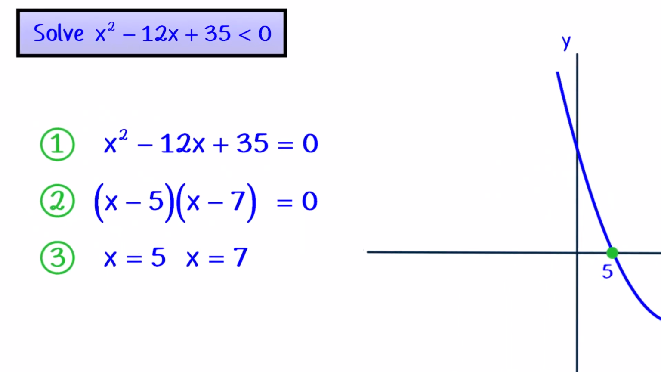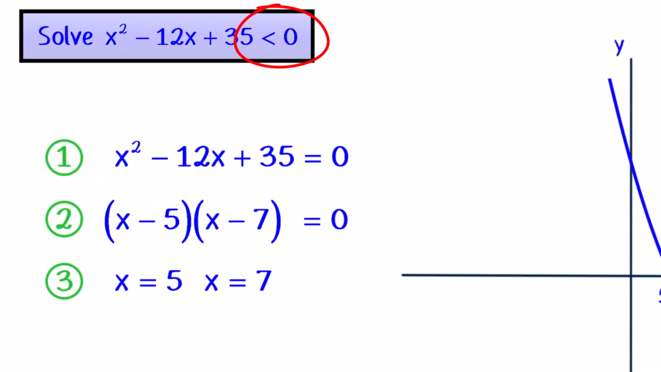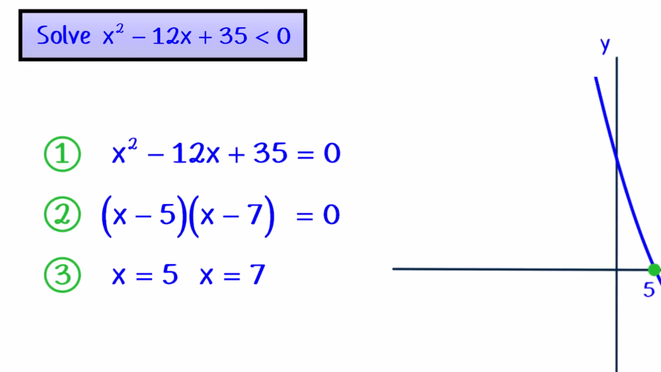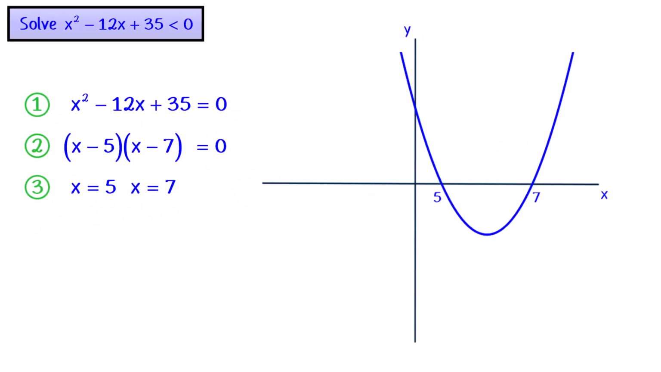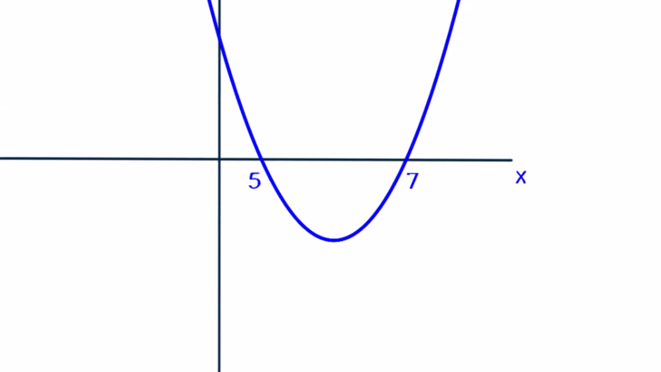Instead, it requires us to find the range of values of x where the quadratic function is less than 0. And as you can see, the graph is less than 0 in this region. So what values of x correspond to this region? It's all values of x greater than 5 and all values of x less than 7.